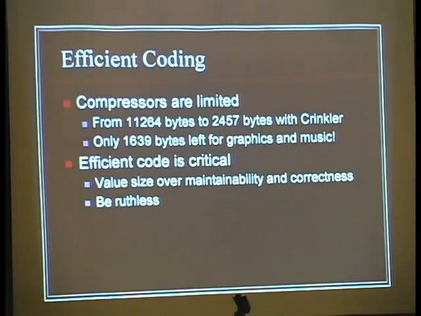So if we really want to make a good production, we have to trim that fat and get our code and our data down as small as possible so we can make nice use of the rest of the space. So value size over maintainability and correctness. Be ruthless. There's no reason to be nice and, like he said, check for errors. If an error happens, let it happen. Who cares? Your program crashes, you get a nice dialog box.